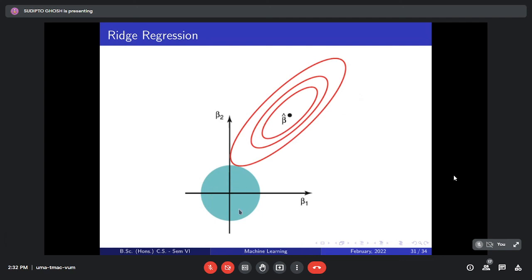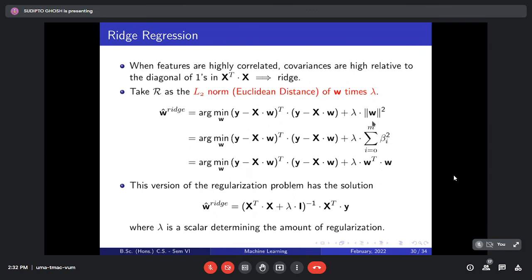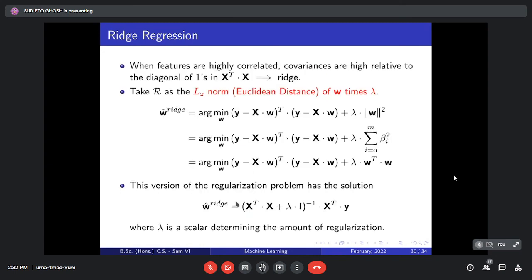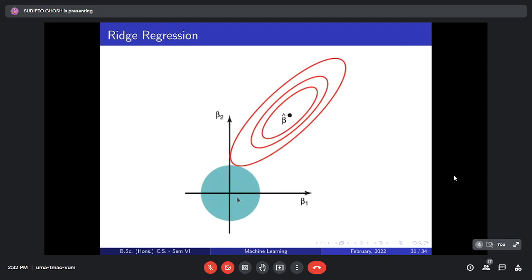This circle is the one thing that is contributed by regularization, and this in turn is the L2 norm. Because of the squared term, this is a square plus b square, and that is also another constant on the other side. So this is actually a circle. This is a constraint that is put by ridge regression on your particular method of finding the linear regression solution.